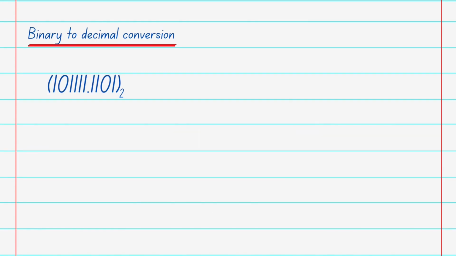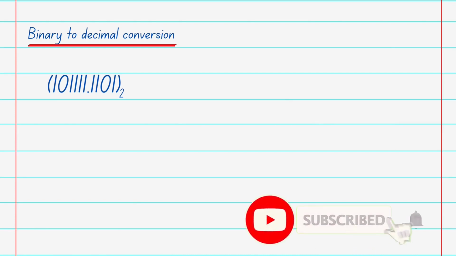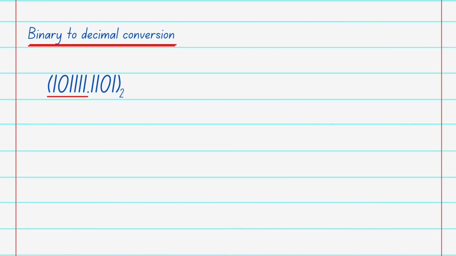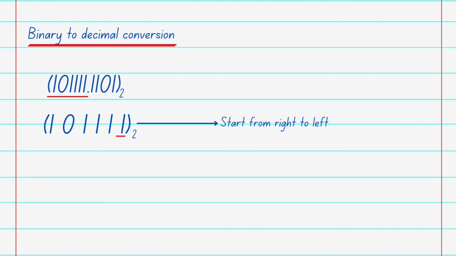So now we will see binary to decimal number system. For example, consider the number 101111.1101. We want to convert it to its equivalent decimal number, that is to the base 10. So it's very simple. Just note down the weights of 2 from right to left.